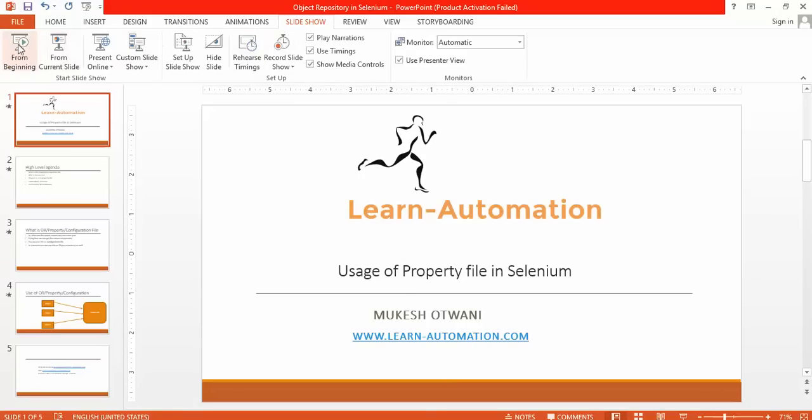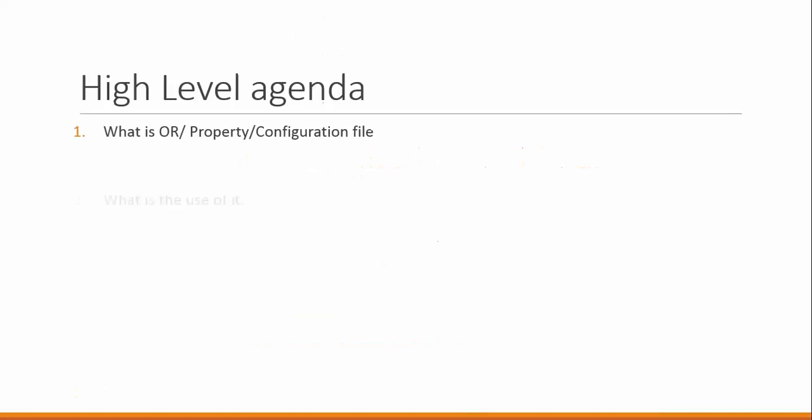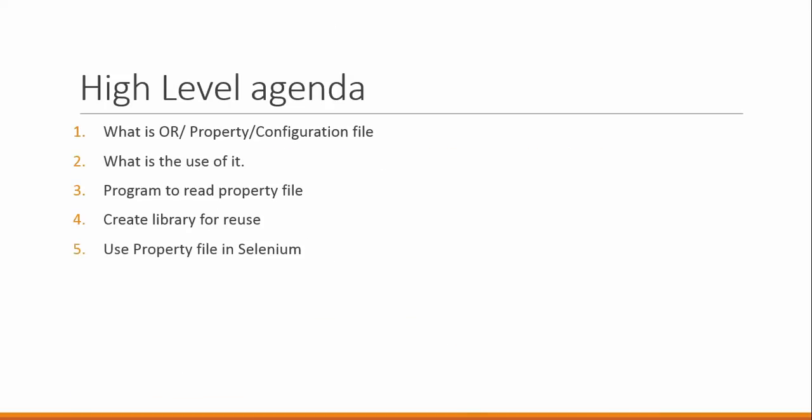Let me check whether we have covered everything or not. We have covered what the OR is, what the use of it is, how to read the property file, create a library and use it. So we are done now.